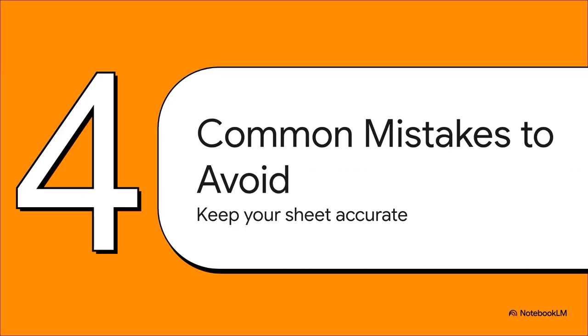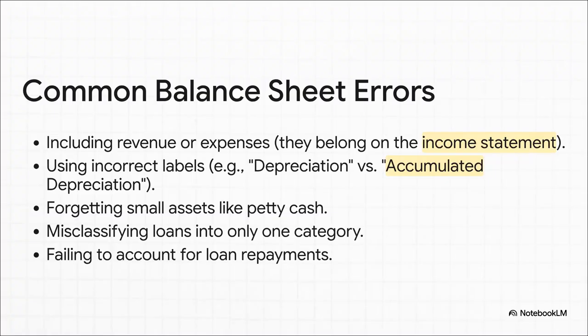So understanding the mechanics, that's half the battle. For sure, but it's just as important to know about the common mistakes and pitfalls that can throw the entire statement completely off. Here are some of the errors we see all the time. A huge one is putting revenue or expenses on the balance sheet. Nope, those belong on the income statement. Another is using the wrong labels, like saying depreciation when you mean accumulated depreciation, which tracks the total wear and tear on an asset. And honestly, even forgetting small things like the petty cash drawer can throw the whole thing out of whack.